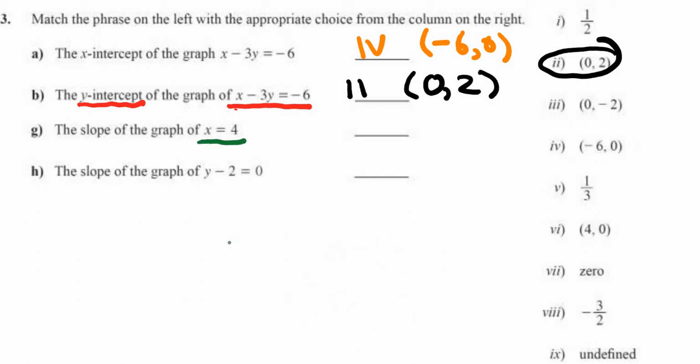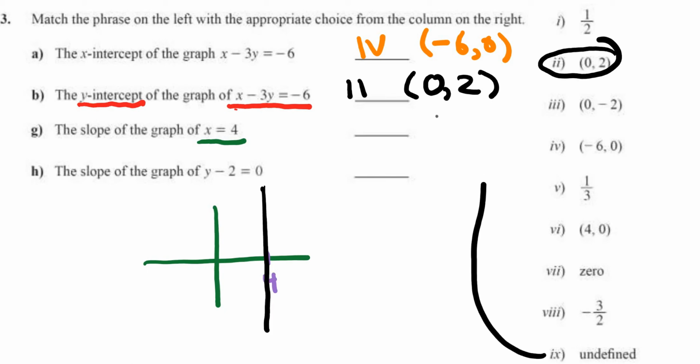What's the slope of x equals 4? If you think about x equals 4, here's 4. If I just graph x equals 4, it's just a vertical line. And for a vertical line, the slope is undefined. So this will be option number 9. An undefined slope is a vertical line.